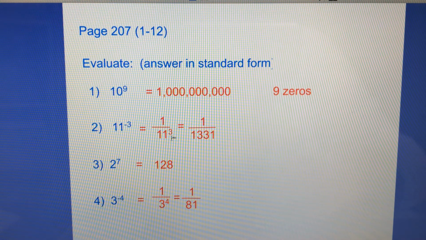Negative 3 moved to the bottom. 11 to the 3rd power, the bottom, the denominator. 11 to the 3rd power, 1,331. 2 to the 7th, 1 over 3 to the positive 4, 1 over 81.